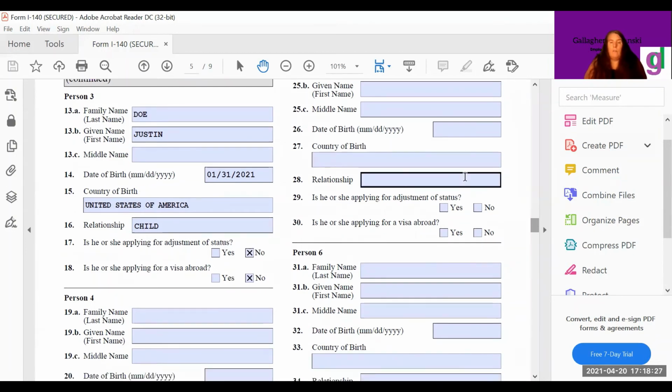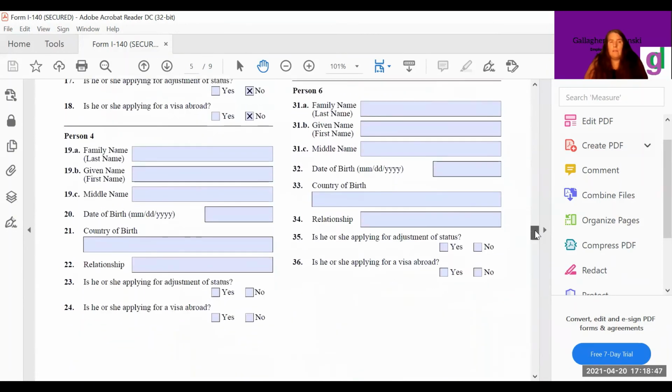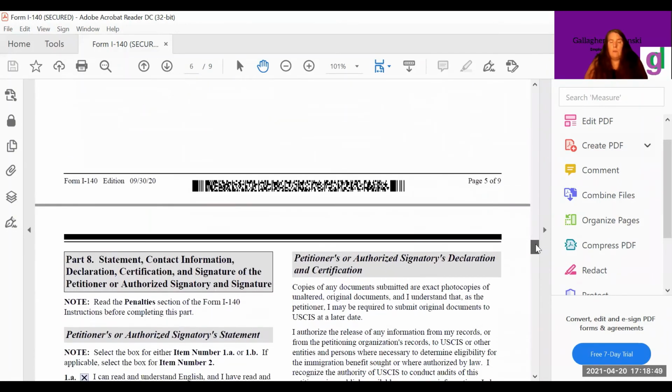Okay, so now the rest of this we can leave blank. In the past, a lot of times you put not applicable, or none. But now USCIS has given some clarification that you don't need to do that anymore. If you leave it blank, they consider that you didn't mean to put anything there.